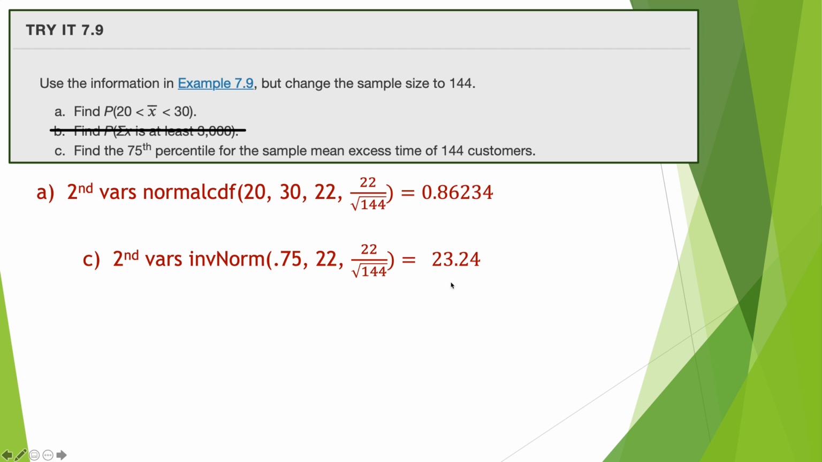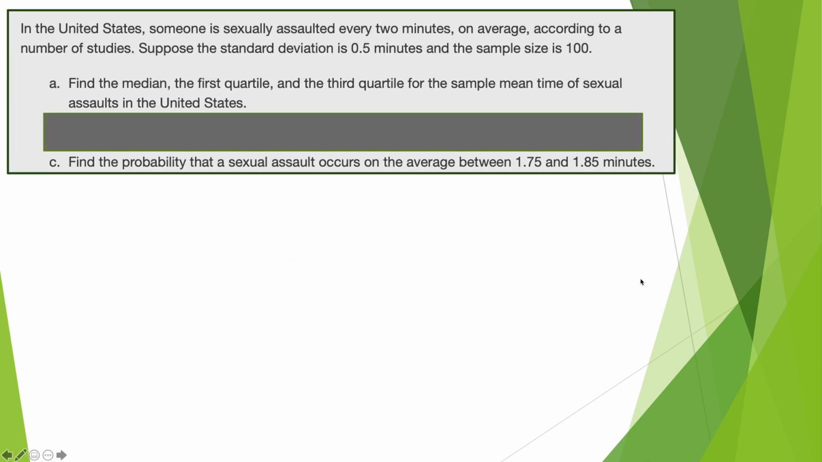So that tells you that the 75th percentile is the score 23.24. And that makes sense, because when the mean of the normal distribution is 22, then your 75th percentile is going to be a little bit bigger than that. Okay? All right. So let's go to the next question here.